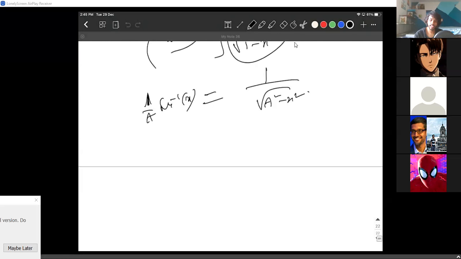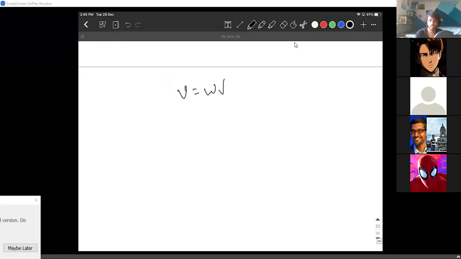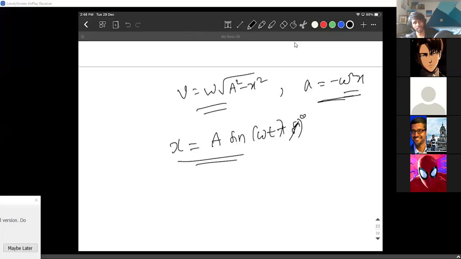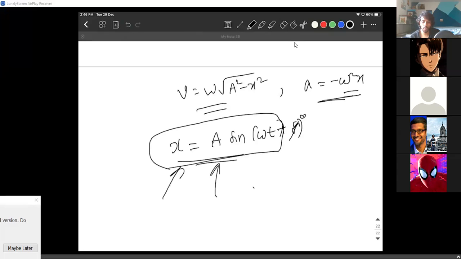Okay, sir. So right after the first equation, v equals omega into root over a square minus x square, and the other equation, acceleration proportional to minus omega square x, we already know these equations. We reached the third important equation where the displacement is written as x equals a sine omega t. Or there is a delta, but let's just call this delta 0. It doesn't really matter. Now we have the displacement of a particle in terms of a. Let us look at the nature of this equation also.